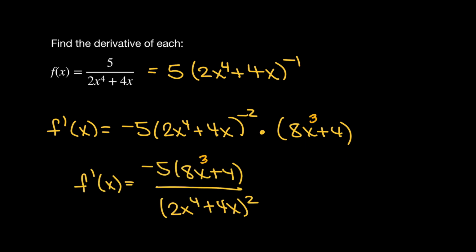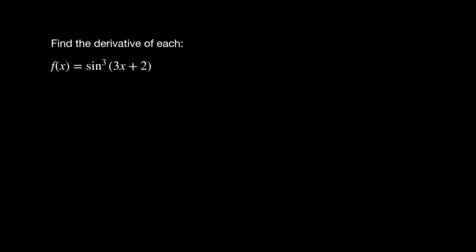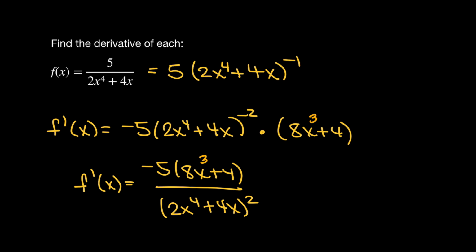I'm going to rewrite this. I'm just going to take that 2x to the fourth plus 4x to the negative 2, and I'm going to bring that down to the bottom, make the exponent positive. So final answer, negative 5 times 8x to the third plus 4 divided by 2x to the fourth plus 4x quantity squared.